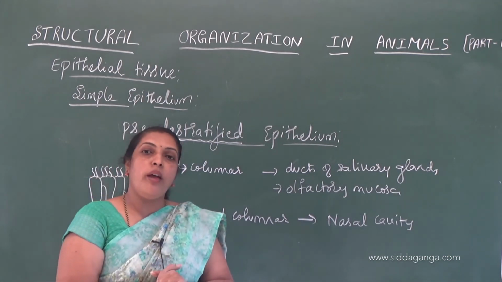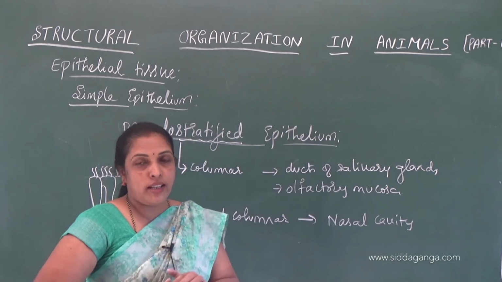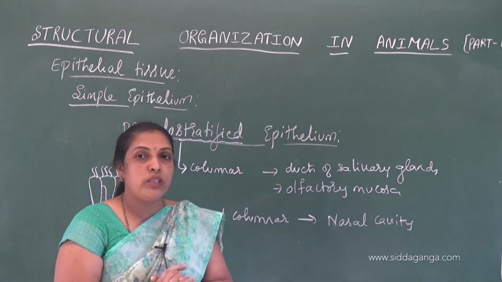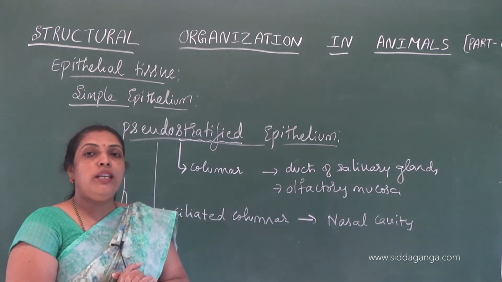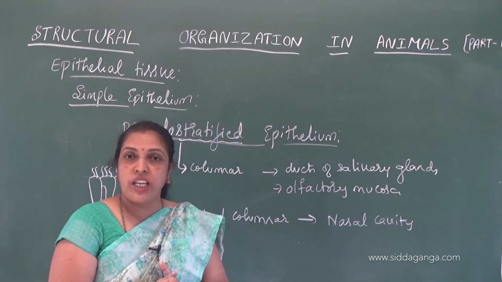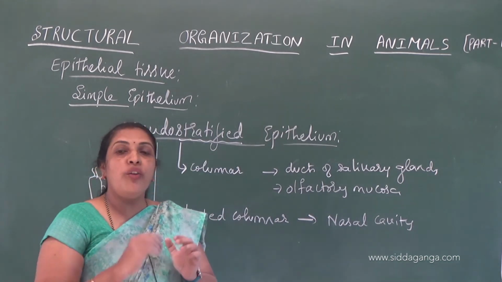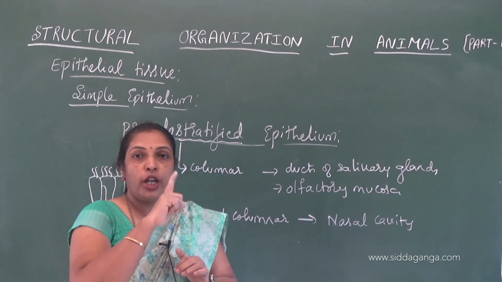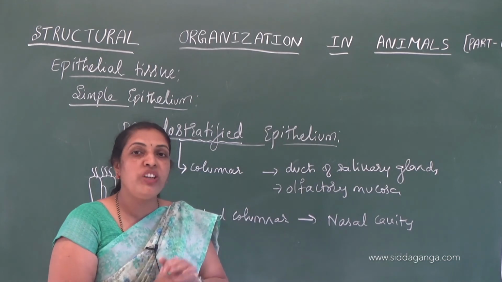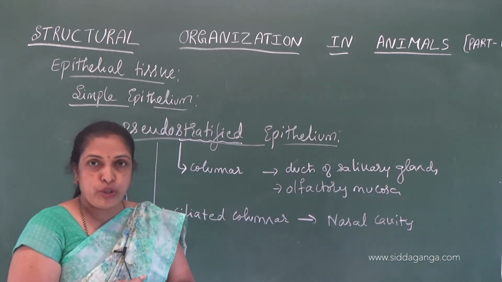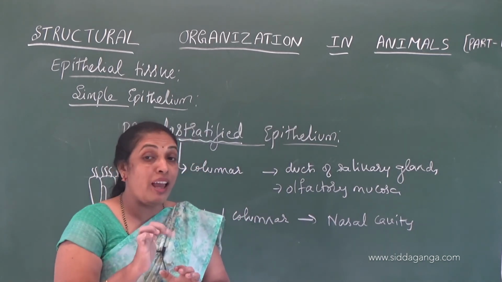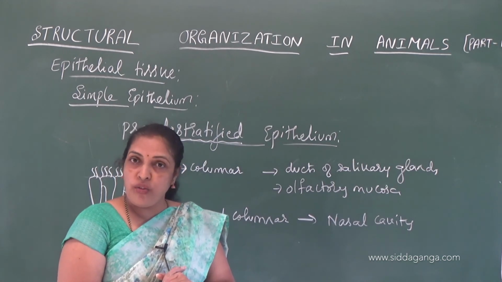And simple columnar epithelium, where we see column-like cells. The cells are narrow towards the basement membrane and broad towards their free surface. These cells lie in the intestine and in the stomach. Main function is secretion and absorption. The modification of these cells, the cytoplasmic projections on their free surface, are called villi and microvilli, which increase surface area for absorption.